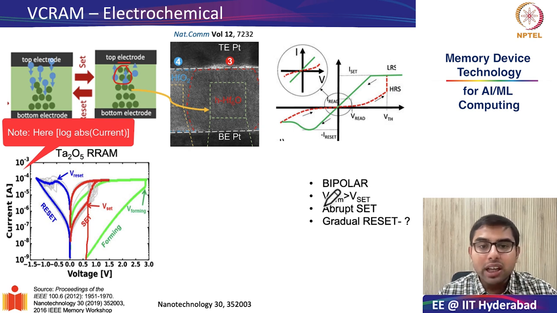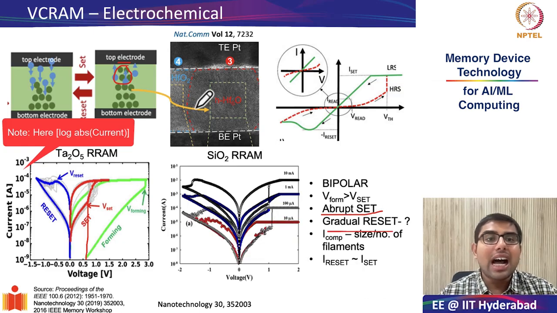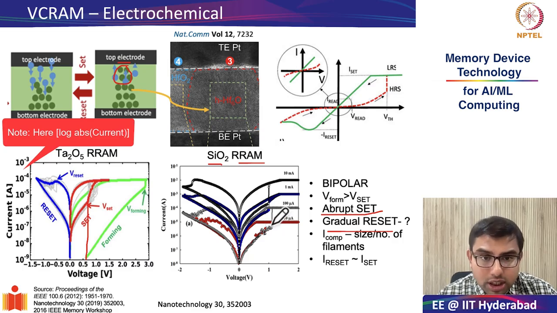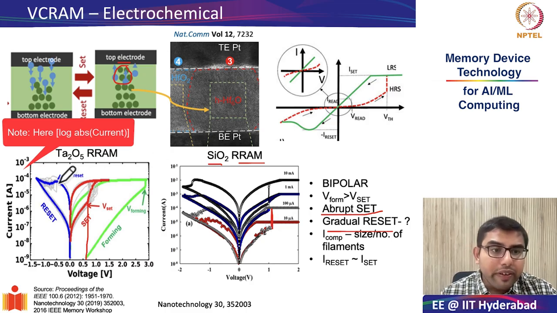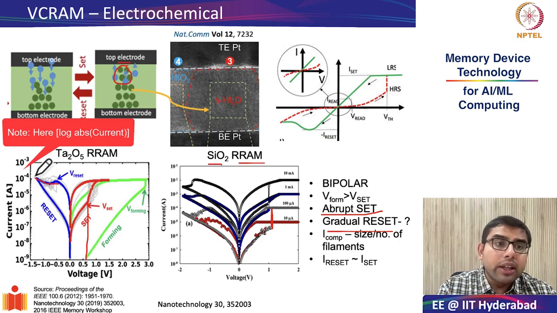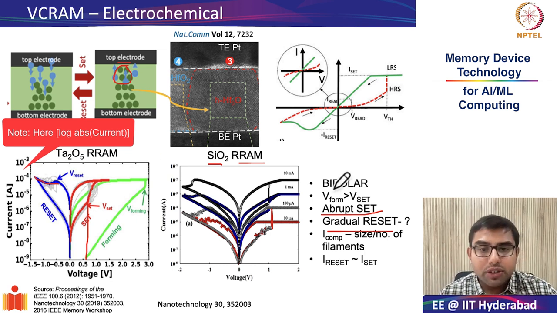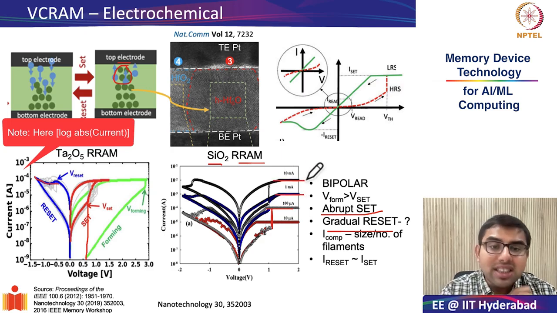The other thing that we see is that although the set process is abrupt, the reset process is gradual. This will become more evident in another example of a SiO2 RRAM device. As you see, your set cycle is absolutely abrupt, while your reset cycle changes very gradually. Why is this the case? This is because during set, once a filament is formed, there is a sudden increase in current. And as we had seen, you have to limit this increase of current by applying a compliance current.